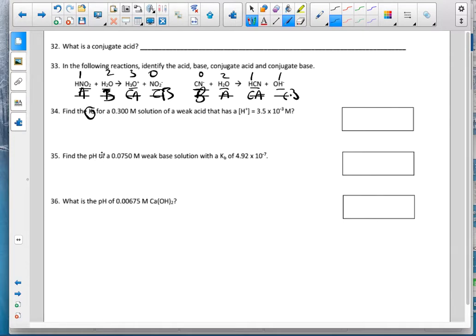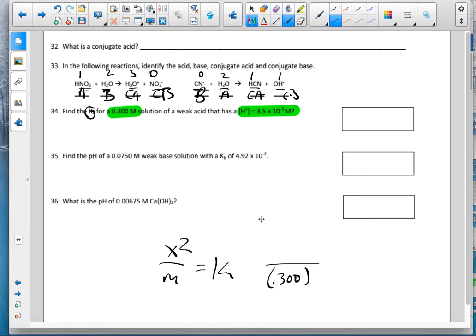Notice it says Ka. So as soon as it says Ka, I know X squared over molarity is equal to Ka. Well, what is she giving me? She's giving me the molarity and she's giving me H+. Don't forget to square it. That's the most common mistake. So I'm going to go 0.300 on the bottom. I'm going to take the 3.5 times 10 to the negative third on the top. There's your setup. Square it. Bam. Check the answer. You're good to go.